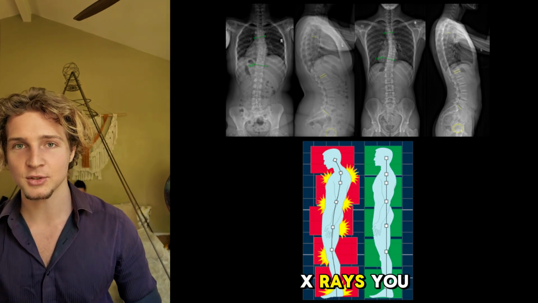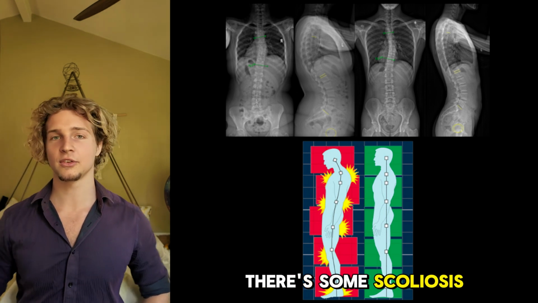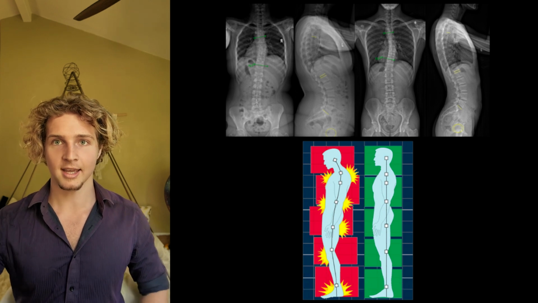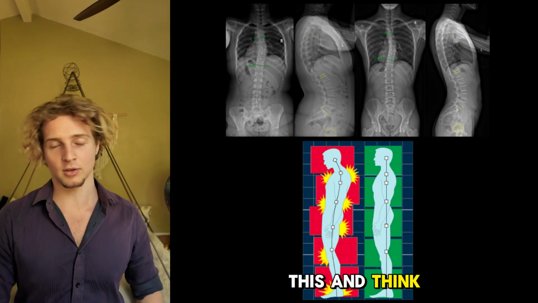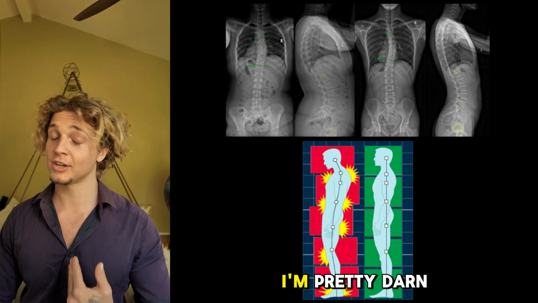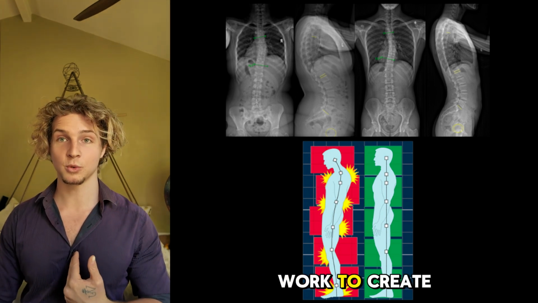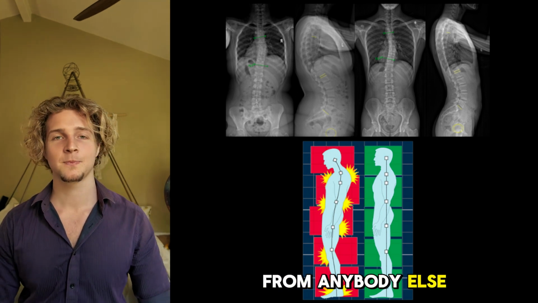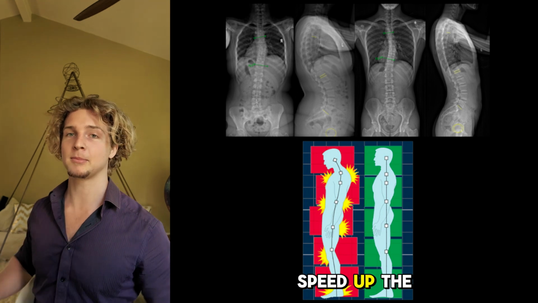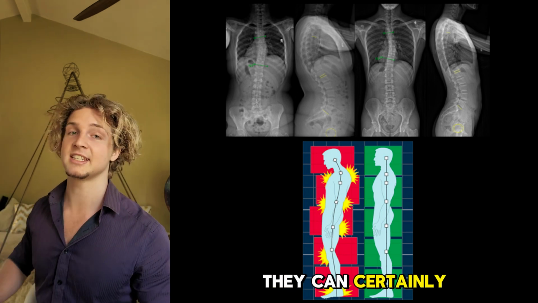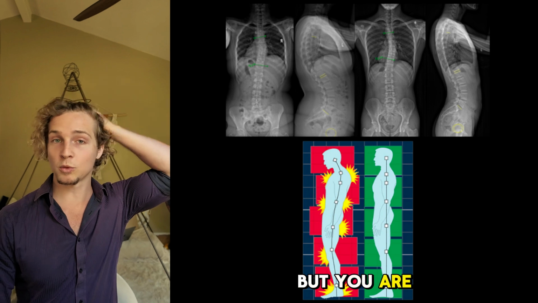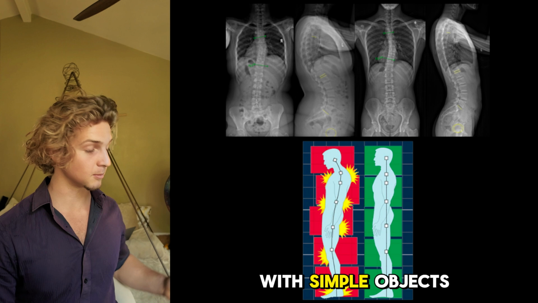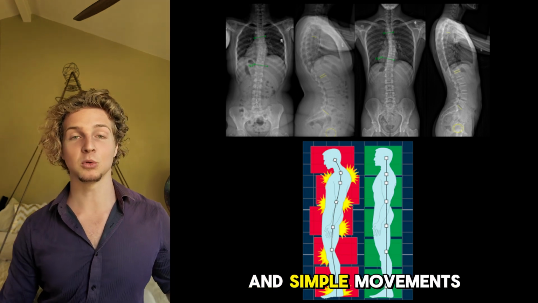Now in these x-rays, you can see obviously there's some scoliosis. That's a deviation laterally of the spine in some way. A lot of people have this and think, oh, I just have scoliosis. I'm pretty darn passionate that you can work to create a straighter spine even if you don't have help from anybody else. Yes, chiropractors can speed up the process, masseuses can certainly speed up the process, but you are the one responsible for it.